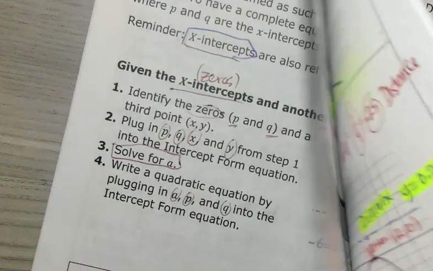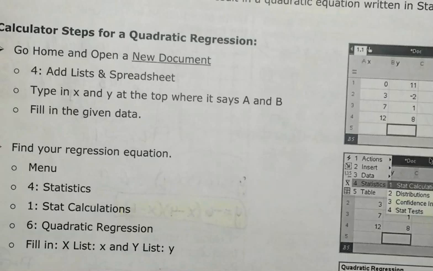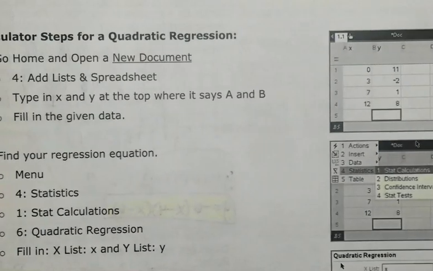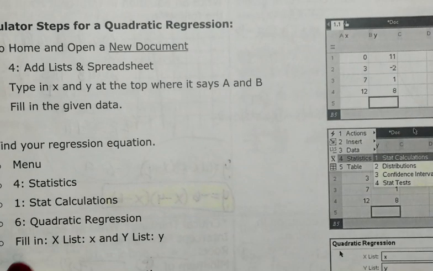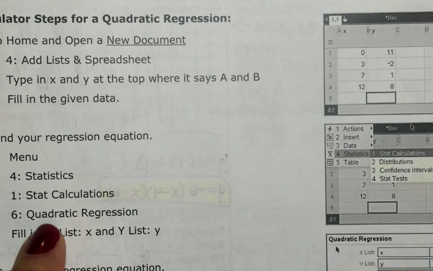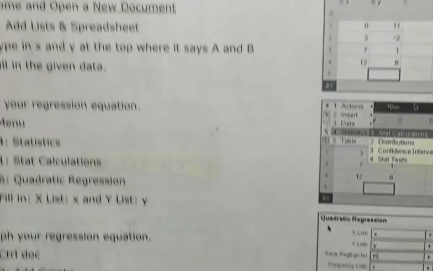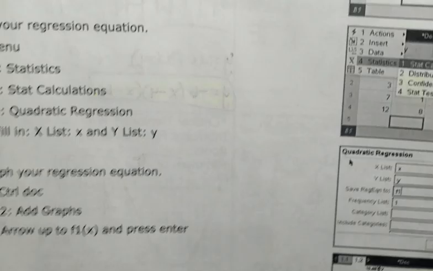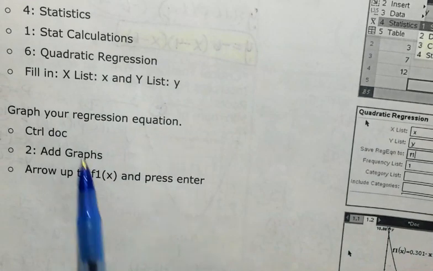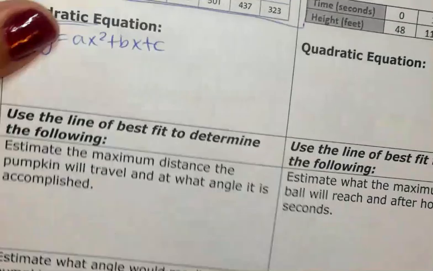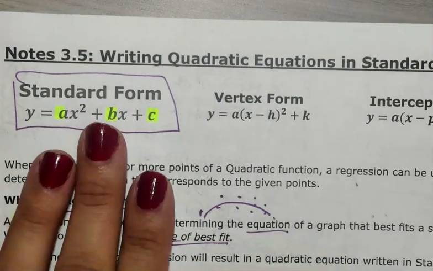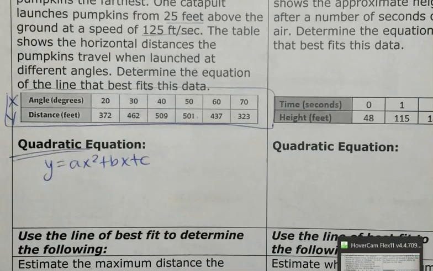And you follow the steps here. You're going to open a document and put the data in, label it X and Y. You're going to go to statistics, stat calculations, quadratic regression, and then you're going to get your values. Then you convert it into a graph to predict future values. So it's in your notes previously, in notes 3.5. So let's do that super fast.